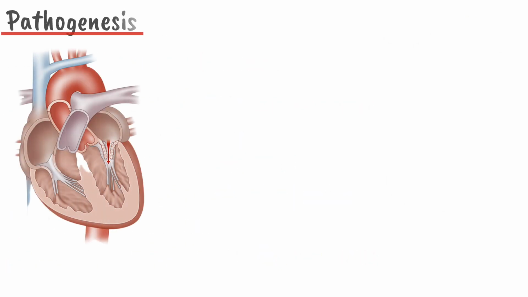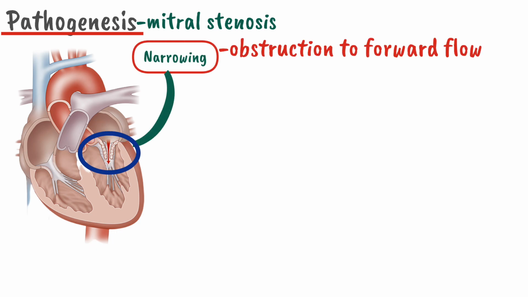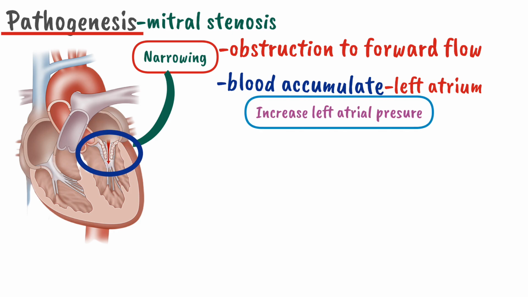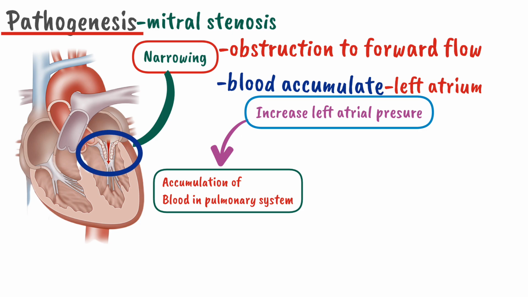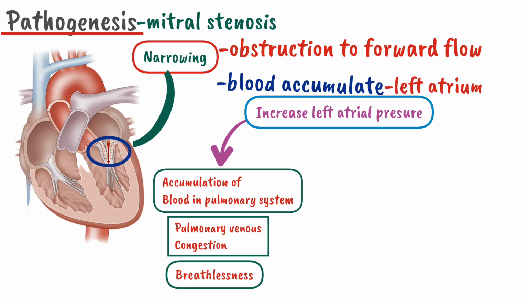Now let's discuss the pathogenesis of mitral valve stenosis. As I discussed previously, in mitral stenosis there will be narrowing of the mitral valve, so there will be obstruction to the forward flow of blood. As a result, the blood will start accumulating in the left atrium. Due to accumulation of blood in the left atrium, there will be increased left atrial pressure. This will induce two changes. The first one is that blood will accumulate in the pulmonary system, which will lead to pulmonary venous congestion, which will cause breathlessness. Breathlessness is the most common presenting symptom of mitral valve stenosis.